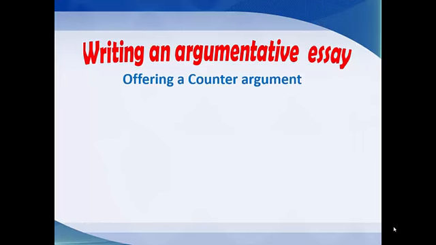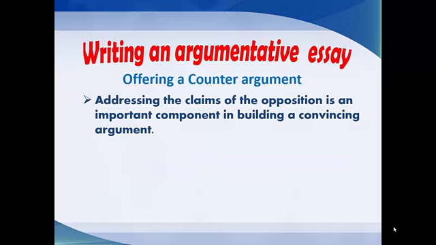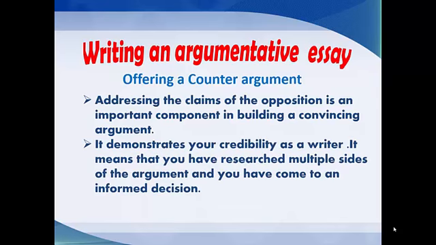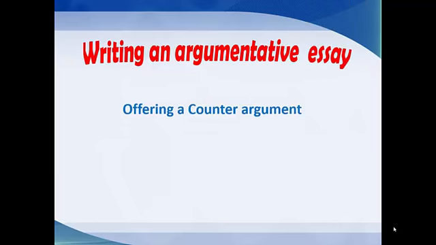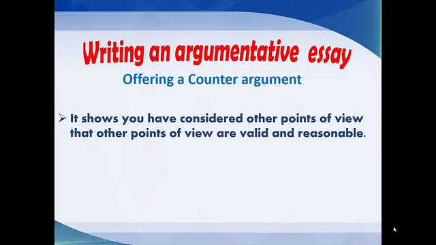Offering a counter argument. Addressing the claims of the opposition is an important component in building a convincing argument. It demonstrates your credibility as a writer. It means that you have researched multiple sides of the argument and come to an informed decision. It shows you have considered other points of view, and that other points of view are valid and reasonable.